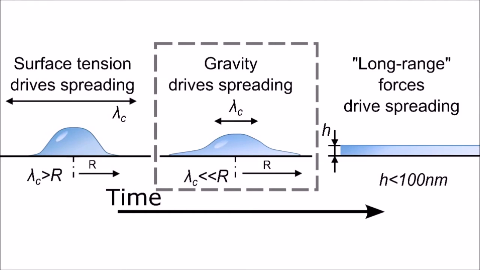The focus of this work is on two of these regimes: surface tension and gravity-driven spreading with at least micron scale thicknesses. In surface tension-driven spreading, the radius of the puddles is less than the capillary length. In gravity-driven spreading, the radius is much greater than the capillary length.